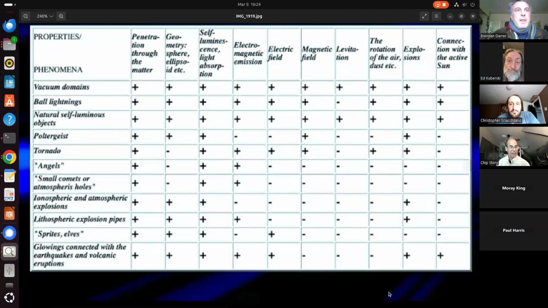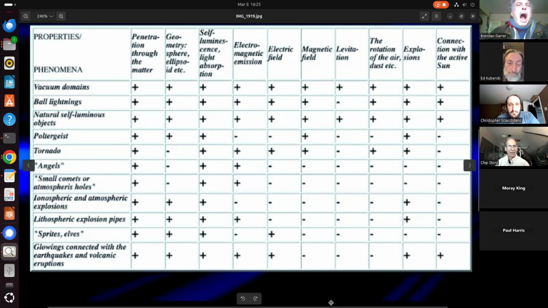Sprites and elves, high atmospheric sprites, those are crazy. I've seen them myself. Penetration, first three are all positive. Penetration, geometry, sphere, ellipsoid, and self-luminescence. Negative on EM emission. Positive on the electric field. Yeah, that's what they are. And then negative for everything else. Okay.